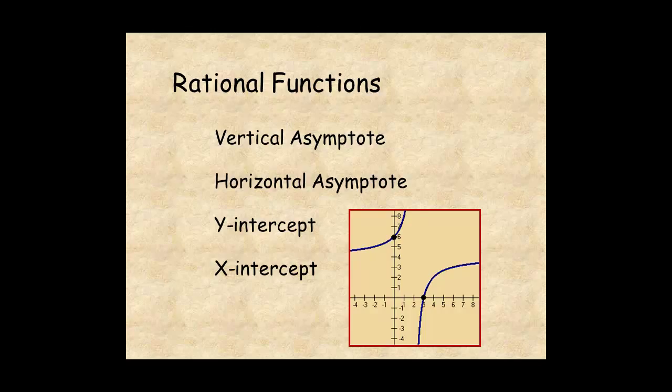The vertical asymptote is a vertical line where the function is not defined. The graph curves up or down as it approaches its VA. The horizontal asymptote is a horizontal line the graph approaches away from the VA, curving down from above or up from below. The y-intercept is where the graph crosses the y-axis, and the x-intercept is where the graph crosses the x-axis.